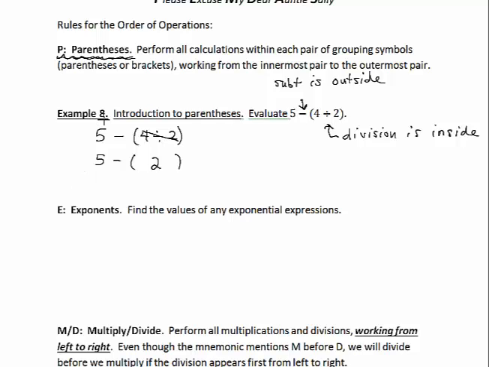Now, when you see a set of parentheses that simply enclose a number by itself, then you really don't need the parentheses anymore. This is the equivalent of just a 5 subtract 2. You can drop the parentheses. There's only a single number inside the parentheses. So this is the only operation that we have left, subtraction. 5 subtract 2 is 3. And we're done.